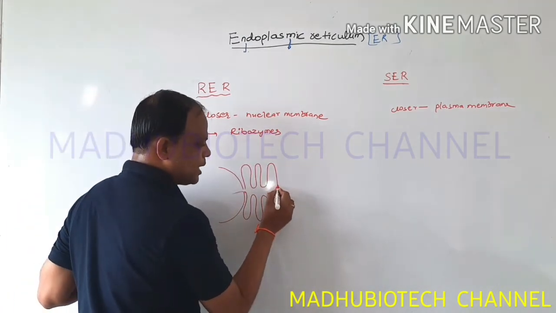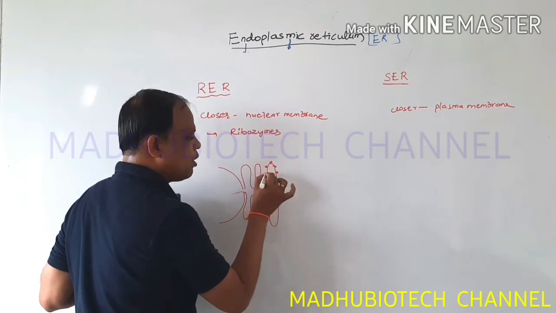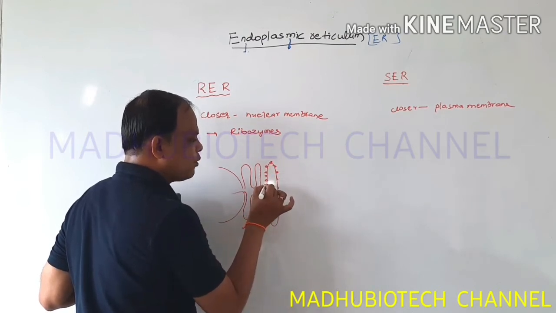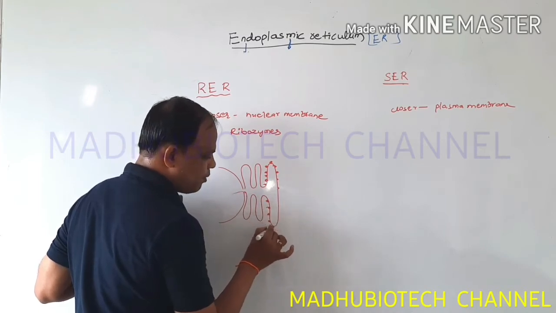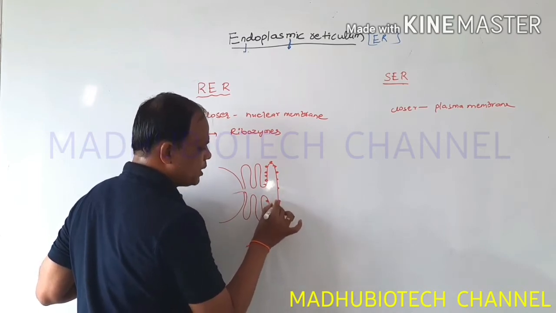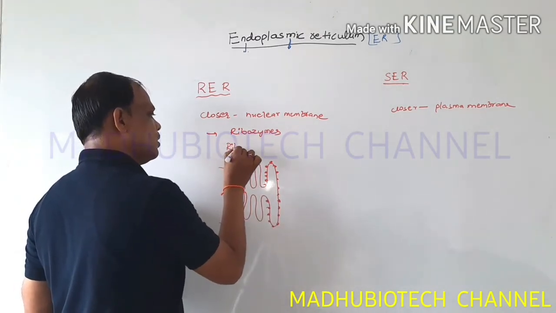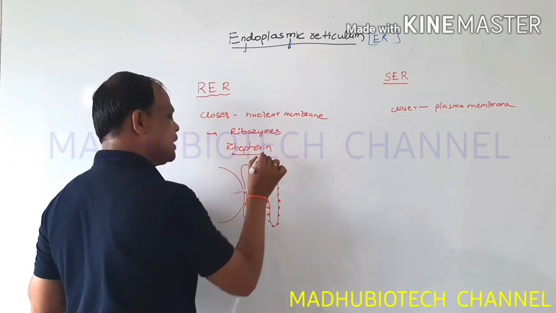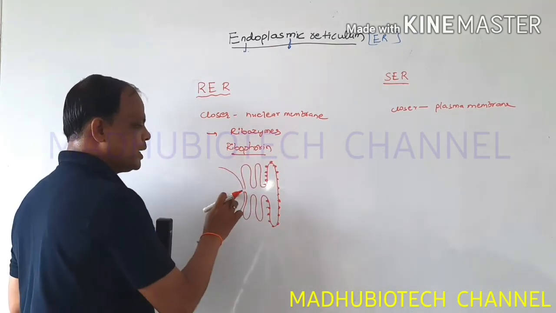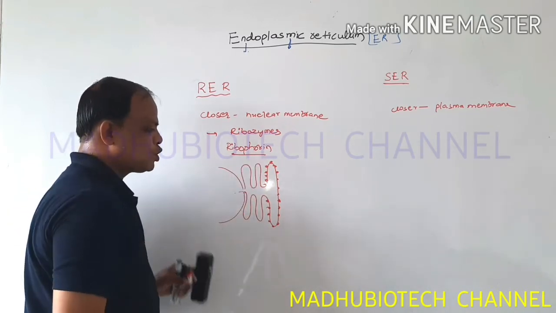The surface of the cisternae is attached with a number of ribosomes with the help of a special protein. That protein's name is ribophorin. So the ribosomes are attached to it.